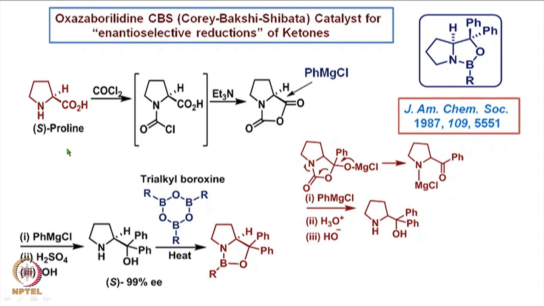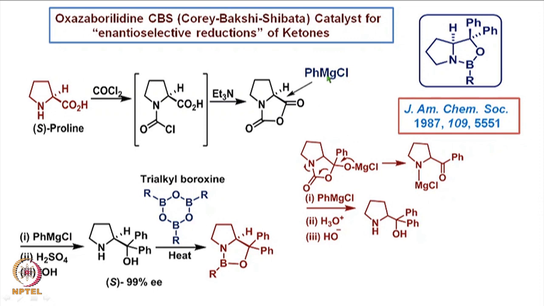We will see from, say for example, we start with S-proline, then we react with phosgene, which converts the NH to NCOCl, and then we use triethylamine to deprotonate the carboxylic acid to the corresponding carboxylate, which then reacts with this particular carbamoyl moiety to form this bicyclic intermediate. Now, this bicyclic intermediate is then treated with phenyl magnesium chloride.